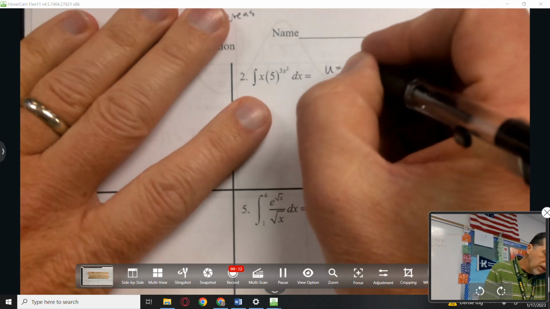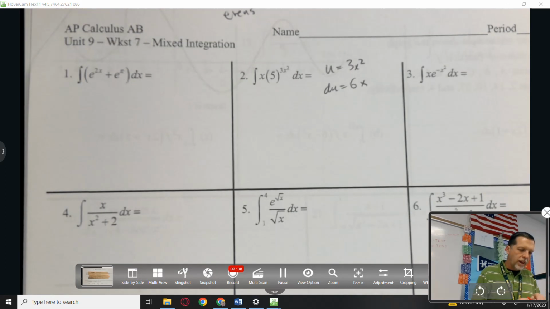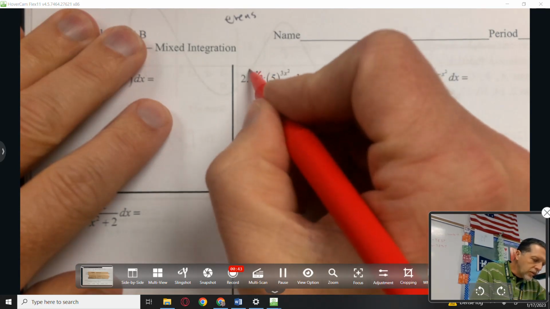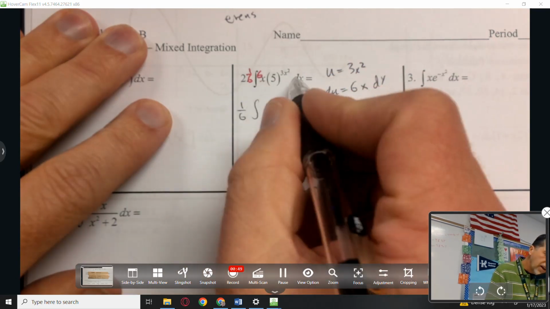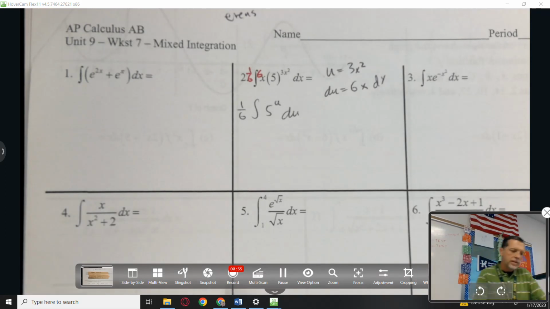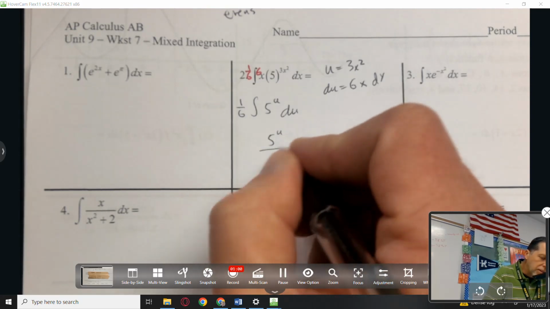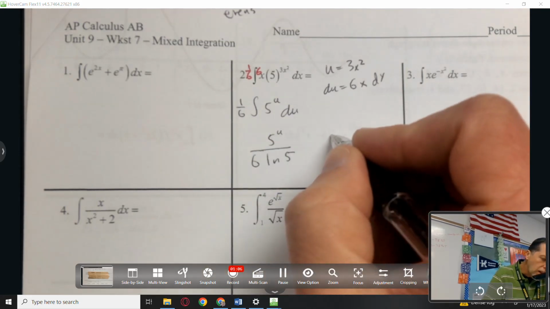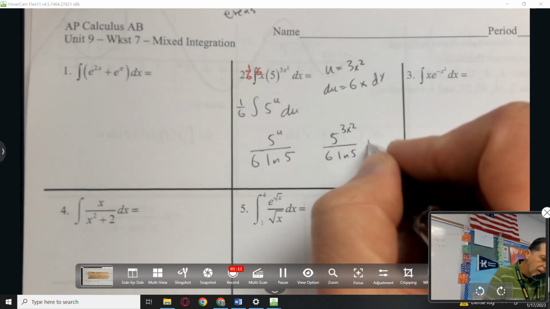So let's let u be the exponent. du would be 6x. So that 6x dx, that almost matches what I have. So I'll put a 6 and a 1/6 out front. So 1/6 integral 6x dx is du, 5 to the u du. Antiderivative of 5 to the u is 5 to the u, but divided by natural log 5. There's also a 6 in the bottom. So 5 to the 3x squared over 6 natural log 5 plus c.